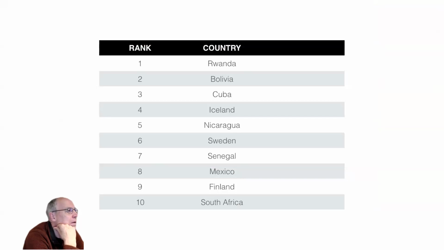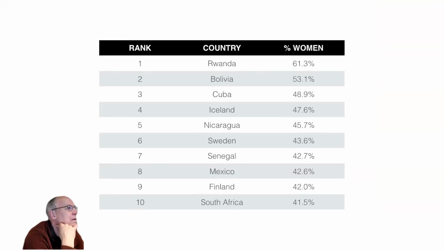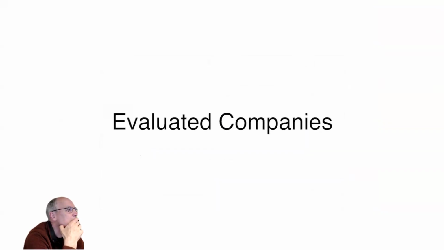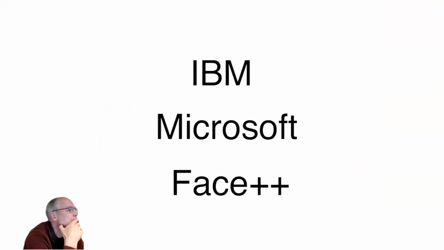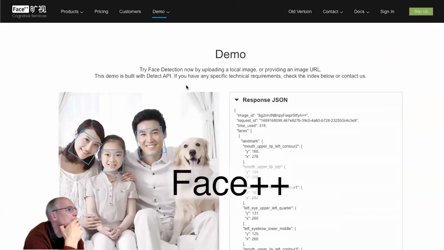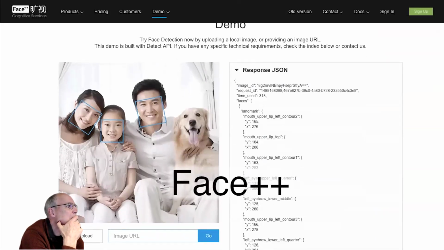I created a data set of over 1,000 images of parliament members ranked among the top 10 in the world based on their representation of women in power. To get at a range of skin types, I chose 3 African countries and 3 European countries, so I could see how the system performed on lighter skin and darker skin. Then I chose 3 companies to evaluate: IBM, Microsoft, and Face++, which has access to one of the largest data sets of Chinese faces. So now with the data set and the companies, I decided to run a test.